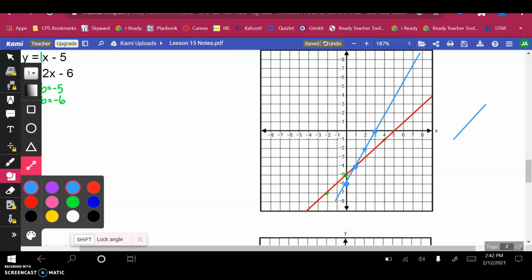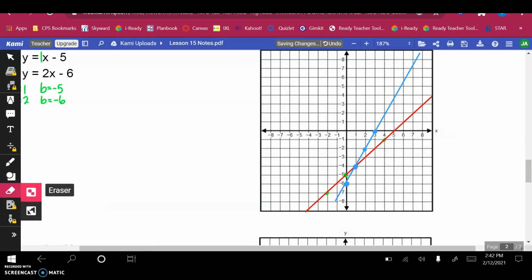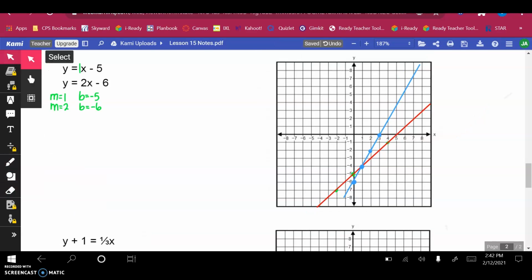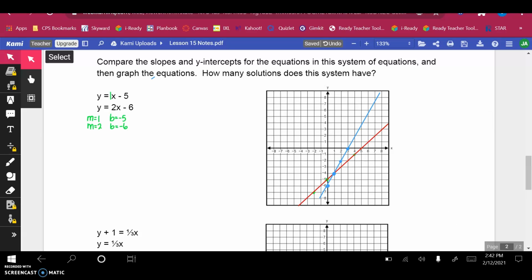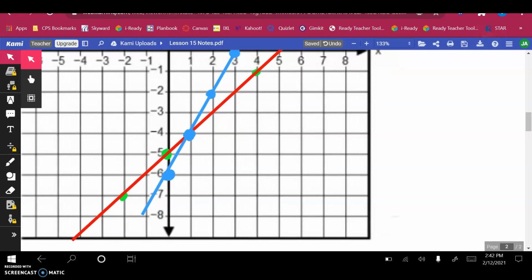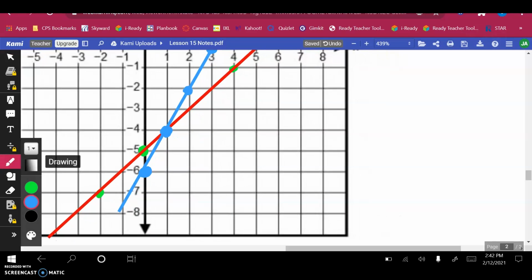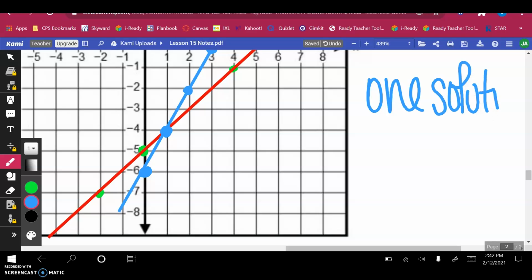So there's our second line. Oh, I'm still drawing lines. Okay, so how many solutions does the system have? It has one solution because the lines cross at one point. And that answer, we would go over 1 and then we'd have to go down 4. So 1, -4 is our answer here.